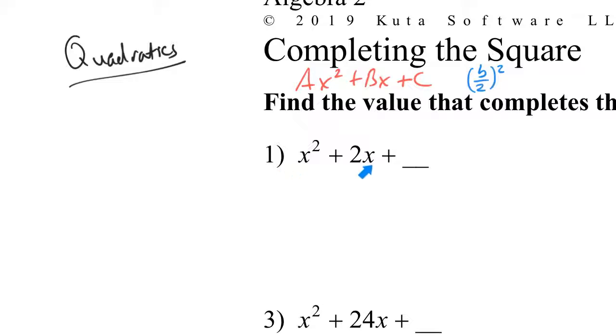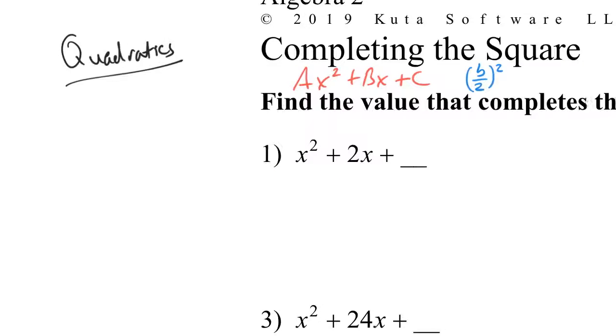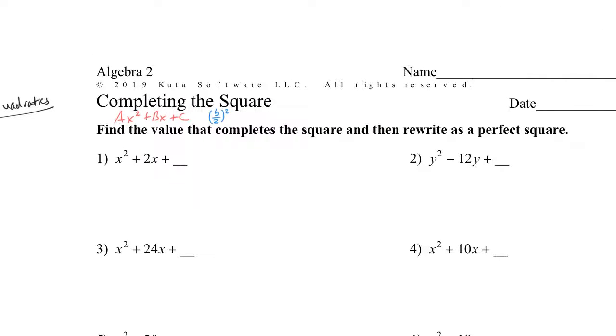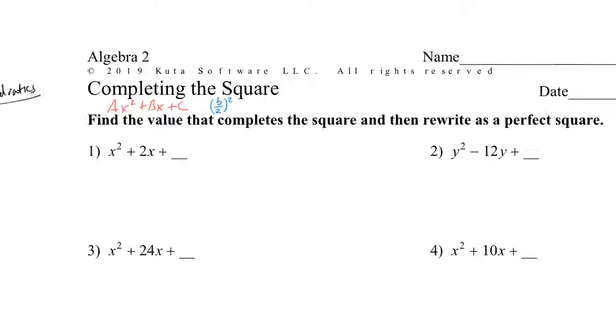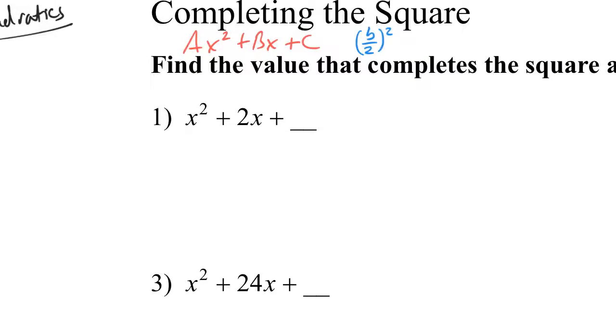And so in this first question right here, let's slow down and take a look at our directions. Find the value that completes the square and then rewrite as a perfect square. So we're going to use this formula of b over 2 quantity squared. Well, our b is 2. So our formula is going to be 2 over 2 quantity squared.